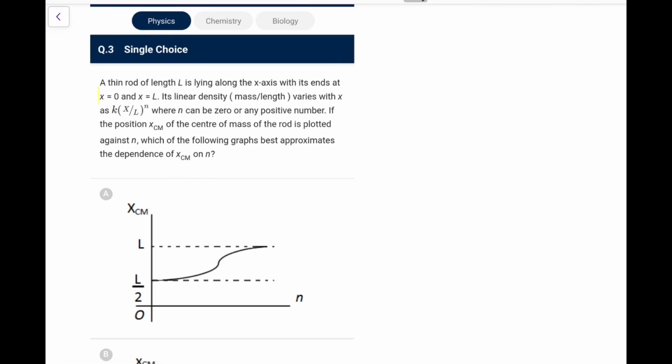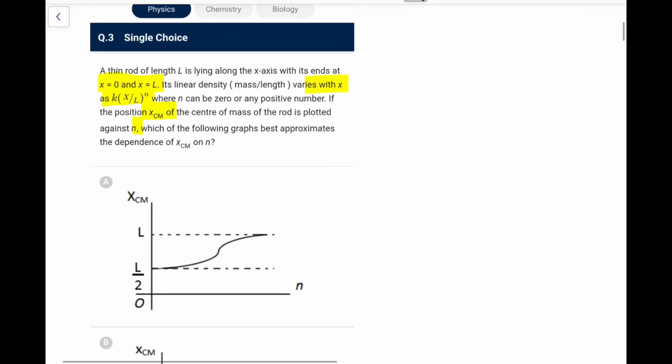Next, a thin rod of length L is lying along the x-axis with its ends at x equal to 0 and x equal to L. Its linear density varies with x as k times (x by L)^n, where n can be 0 or any positive number. The position x_cm of the center of mass of the rod, if plotted against n, which of the following graphs best represents the dependence of x_cm on n?